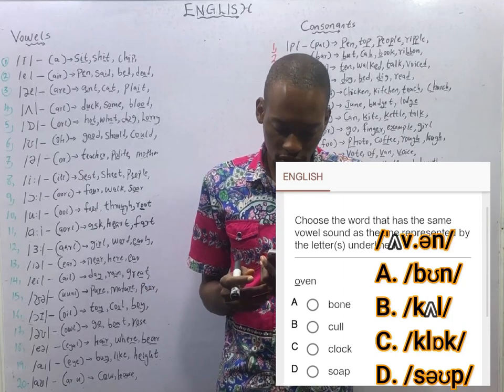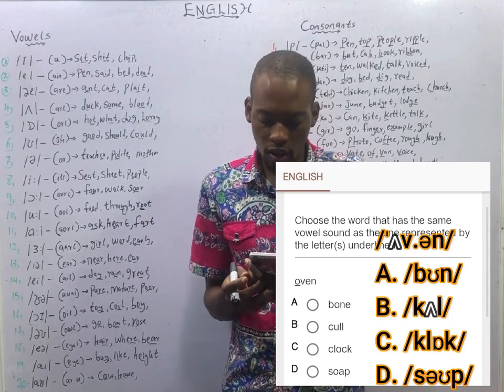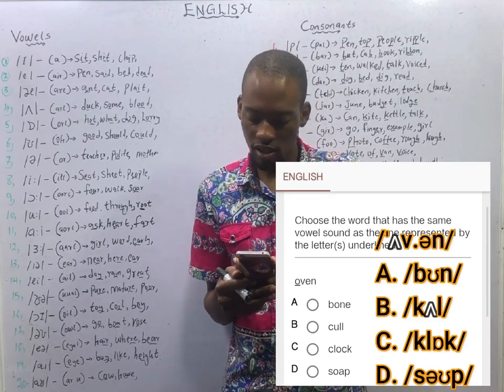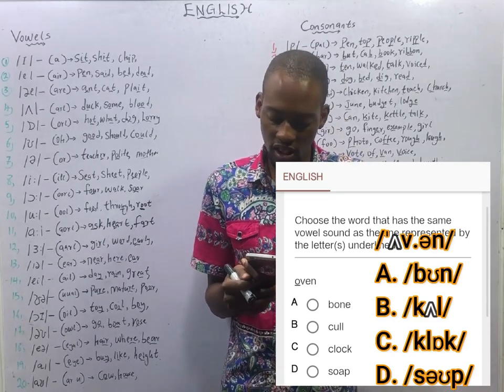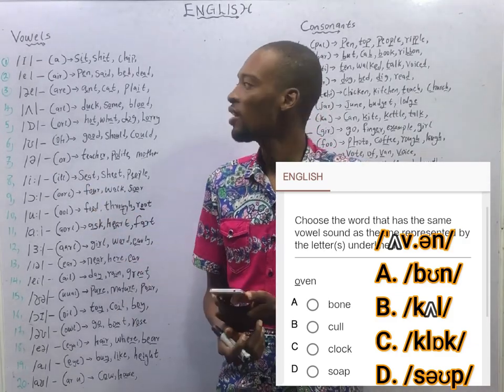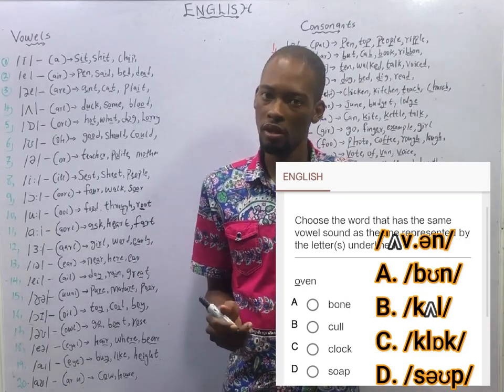Analyzing the options, oven, bone, call, clock, and soap, we see that call has the same sound and oven has the same sound. So that obviously makes option B the correct option.